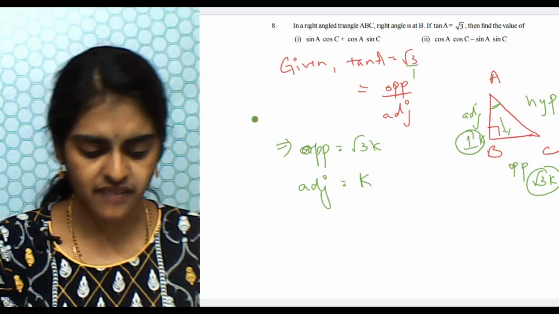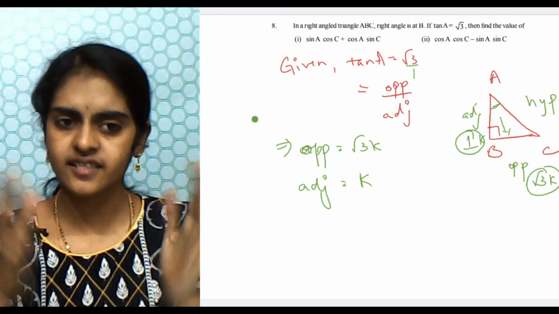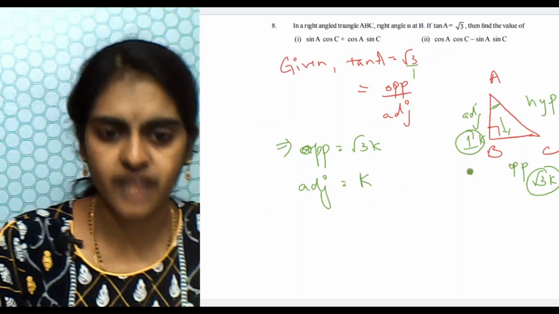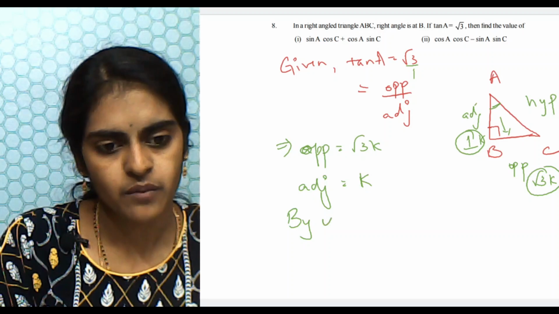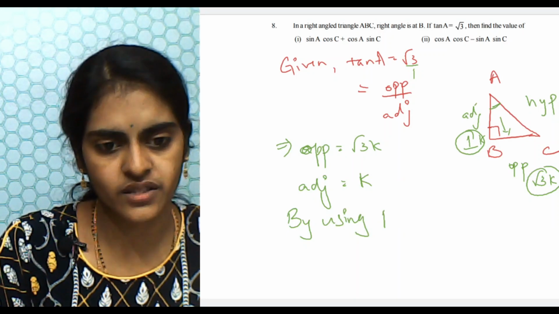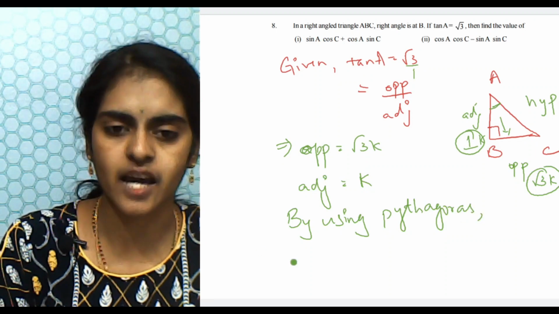We have solved cos A is 12 by 13, where you found sin A and tan A. It is a similar problem. Now I have to get the hypotenuse. How will I get it? By using Pythagoras theorem, let me find the hypotenuse.